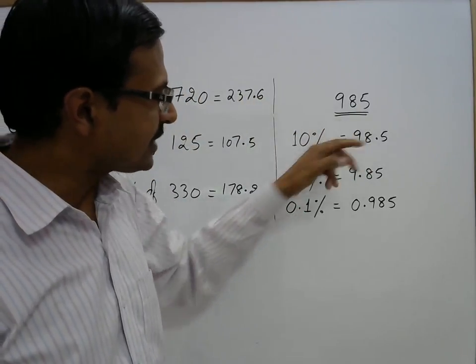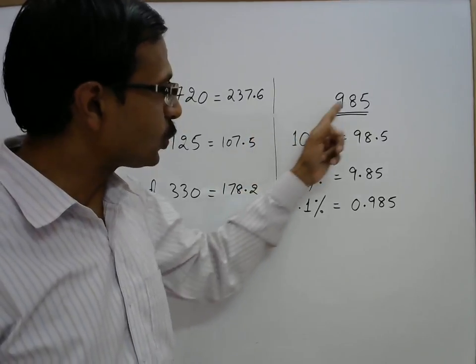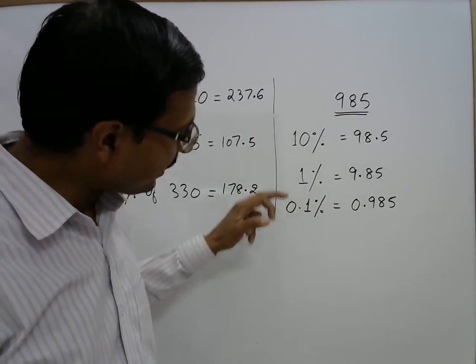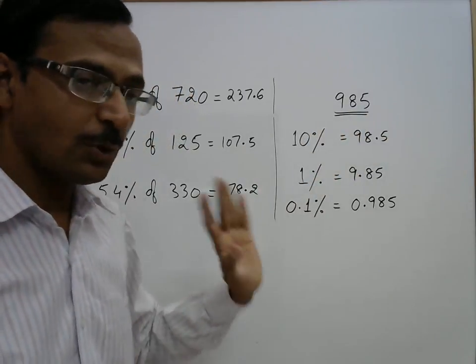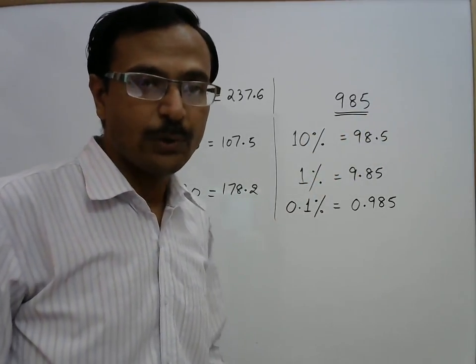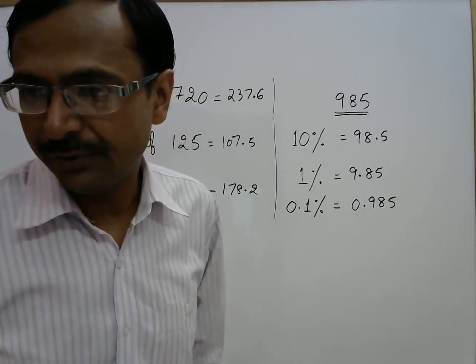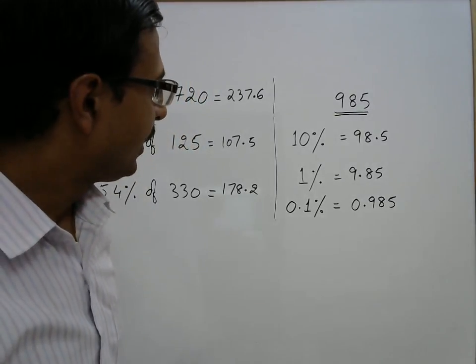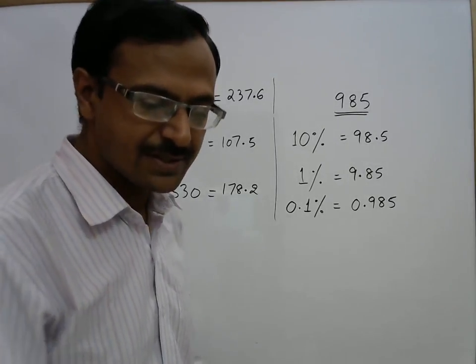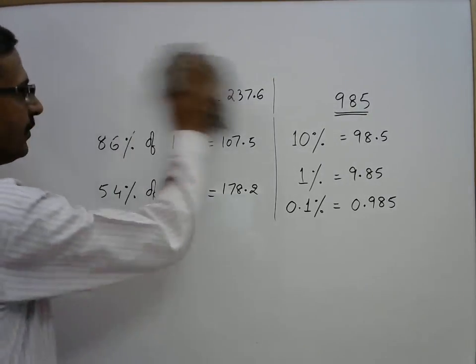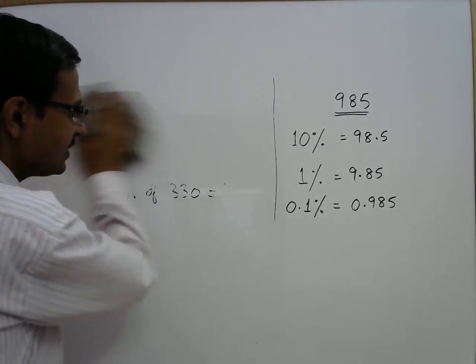So see, as we are reducing the percentage by dividing it by 10, 100 divided by 10 is 10, so 1 digit from right side. 10 divided by 10 is 1, so 2 digits from right side. 1 divided by 10 is 0.1, so 3 digits from the right side. So 0.985 is 0.1% of 985. Okay, now let us use this for calculating some important decimal percentages.